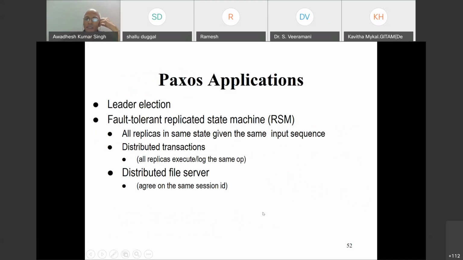And applications of Paxos, there are large applications. Leader election is one. Of course, it is also a consensus problem. Fault tolerant replicated machines, where all replicas are in the same state with the same input sequence. Distributed transaction, I have just given you the example of transaction. Distributed file server, like when we access some information from Google or some banking information, that information is distributed across multiple servers, but we have the consistent view of that information. So that is due to agreement. So these are a few uses of Paxos.